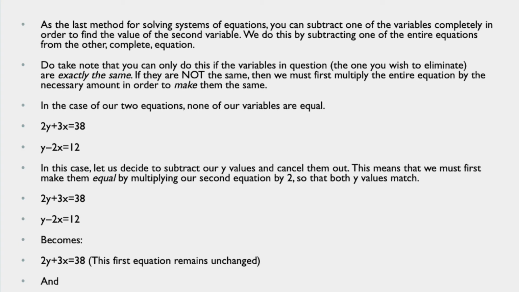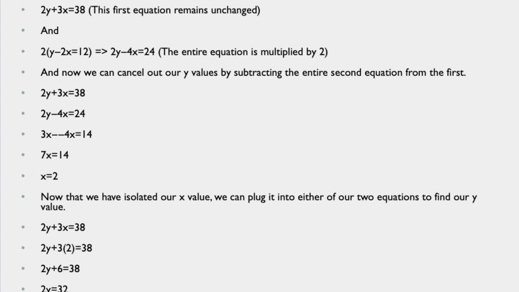By multiplying by 2, the first equation is going to remain unchanged, 2y plus 3x equals 38. However, in our second equation, we multiply the entire equation y minus 2x equals 12 by 2, giving us an answer of 2y minus 4x equals 24, because we multiplied the entire equation by 2. And now we can cancel out our y values by subtracting the entire second equation from the first.